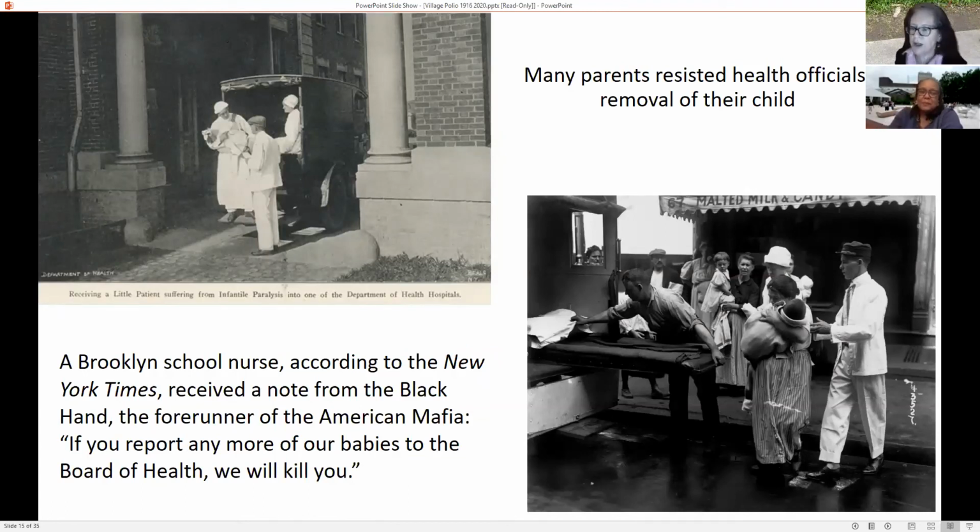And though we don't have many photographs of this, we do know that, for example, one Brooklyn nurse who was involved in identifying children and contacting the health department and getting the children to be sent to hospital, received a warning from the Black Hand, which later became the Mafia, saying, if you report any more babies to the Board of Health, we're going to kill you. I would call that resistance.